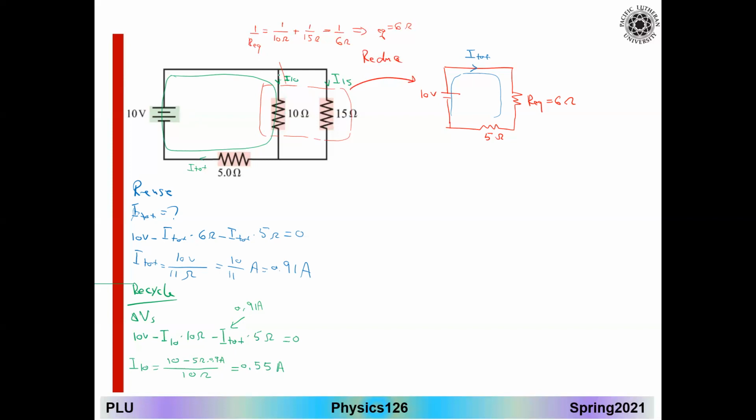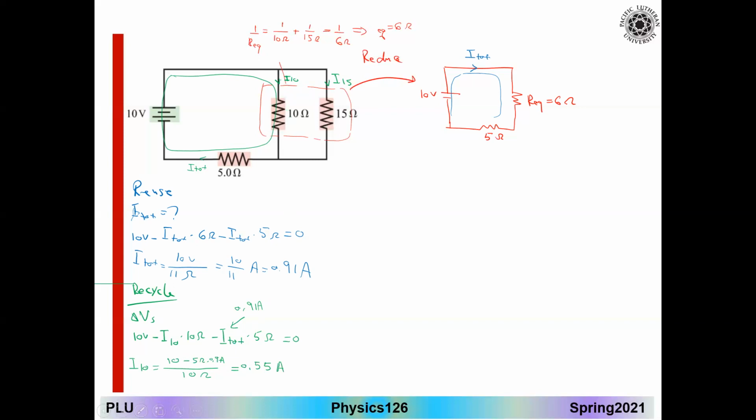to the two branches, through the 10 ohms and through the 15 ohms. Again, most of the current goes through the lower resistor. So we find the current through the 10 ohms, 0.55. Logically, when we calculate the current through the 15 ohms, it should be less than 0.55. So let's do the same thing.